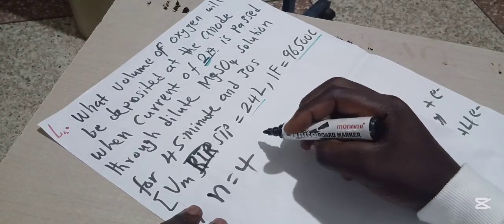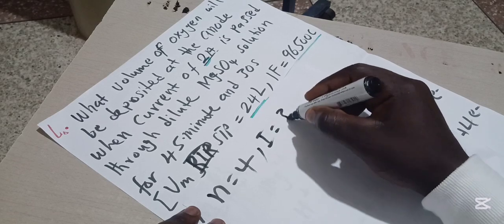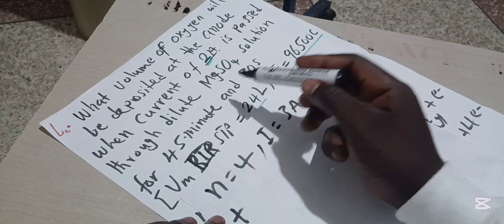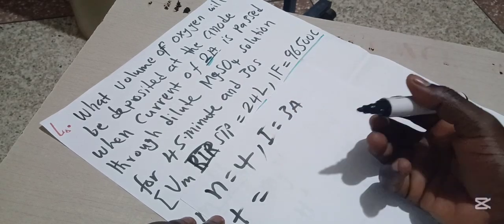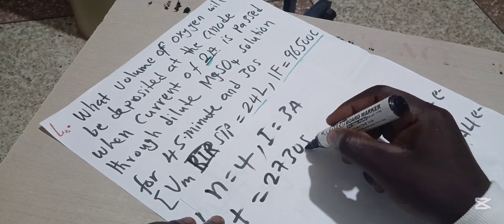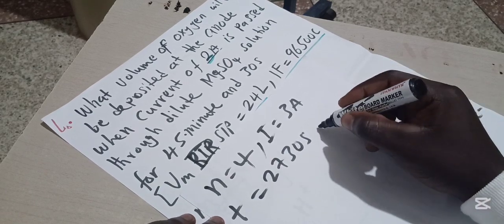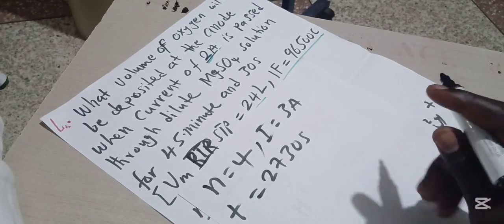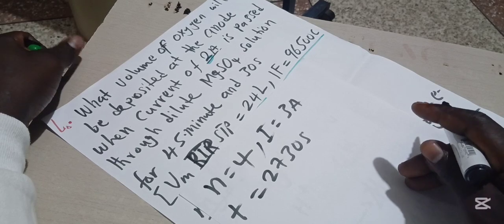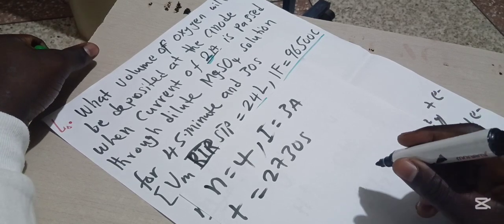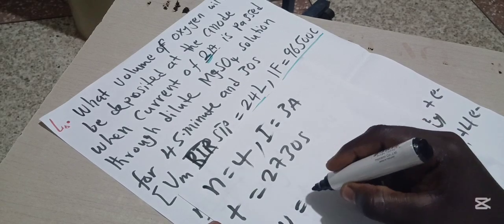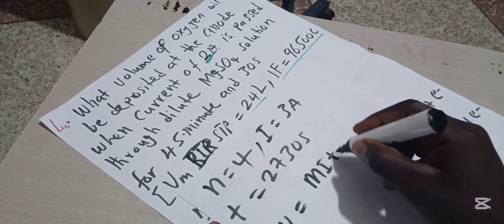Now we know the value for n, and we know our current to be 3 ampere, and we know our time to be 45 minutes 30 seconds. Converting this to seconds is going to give us 2730 seconds. And then our Faraday's constant, we also know it. But what formula are we going to use exactly to calculate the volume of oxygen that will be deposited at the anode? From Faraday's first law, we know that mass deposited will give us m = MIt/nF.